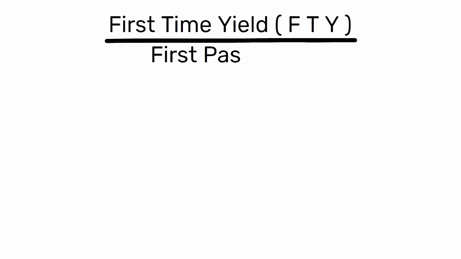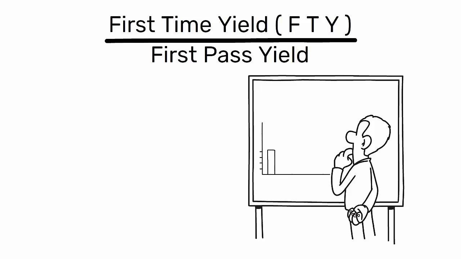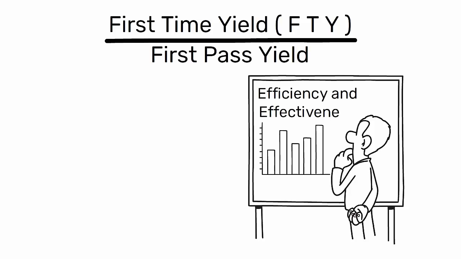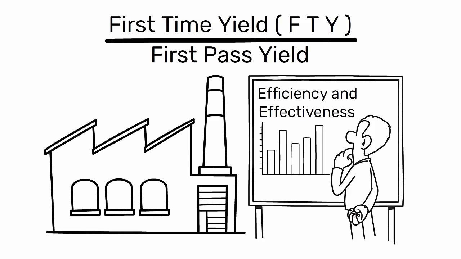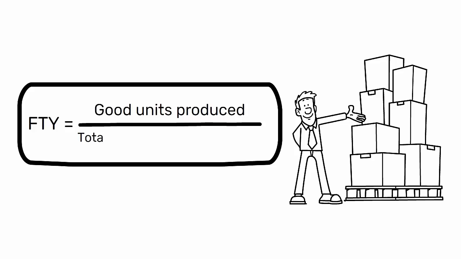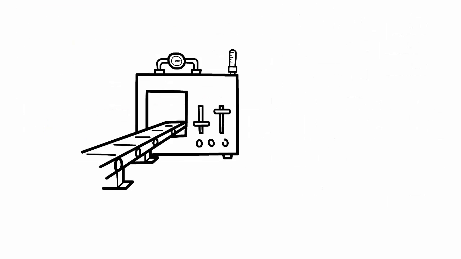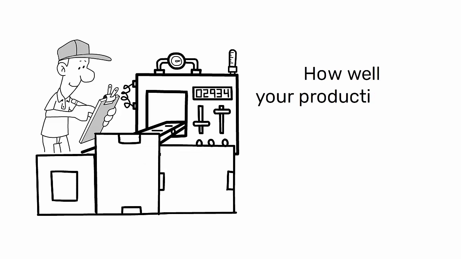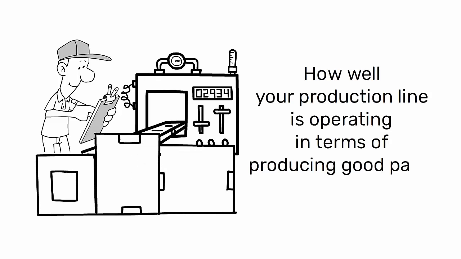First-time yield, FTY, also known as first-pass yield, is a key performance indicator that measures the efficiency and effectiveness of a manufacturing process. It is the ratio of units produced that meet quality standards without requiring rework or scrap to the total units that have gone through the process.